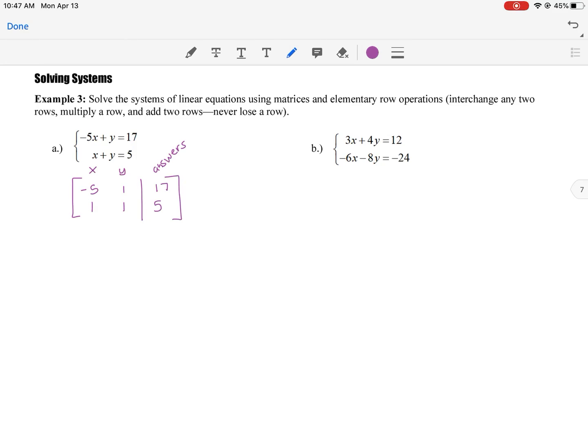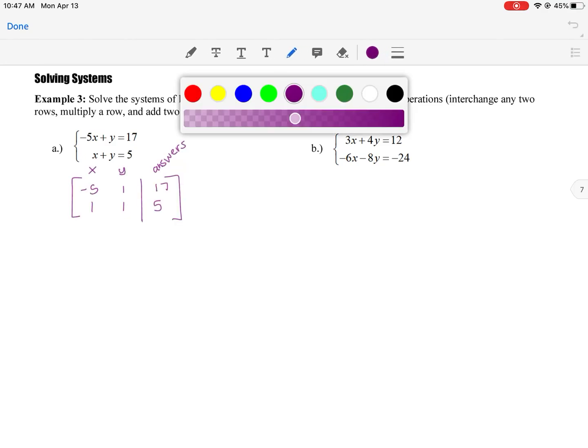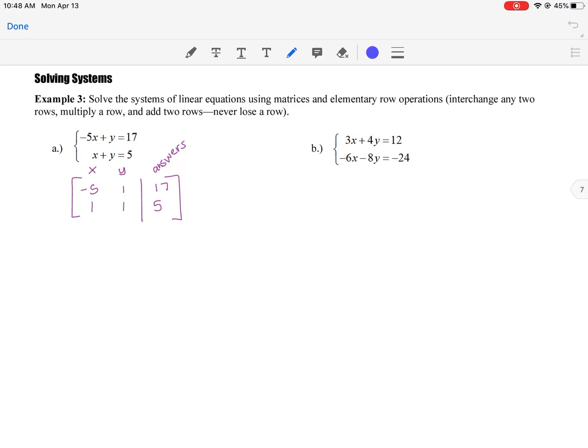So here we'll have -5, 1, and then a 17. Then we'll have 1, 1, and then 5. The whole idea behind it is we're trying to get the left side into reduced row echelon form. You can think about that basically as trying to make the identity matrix, so making those ones along the diagonal on the left.